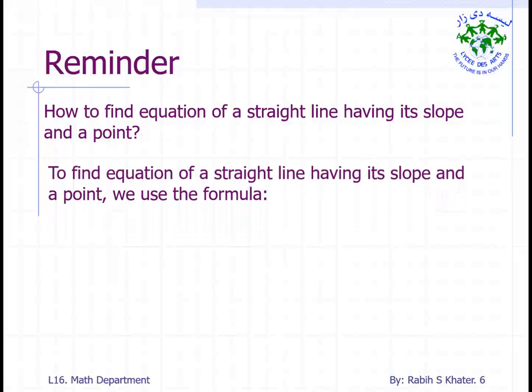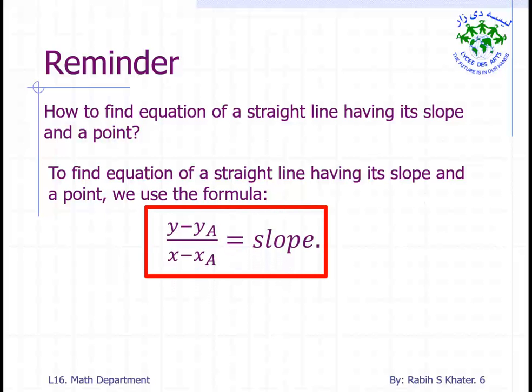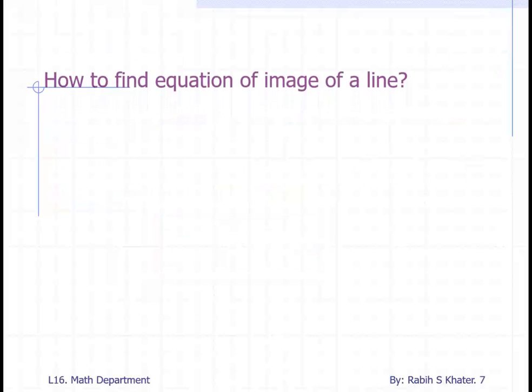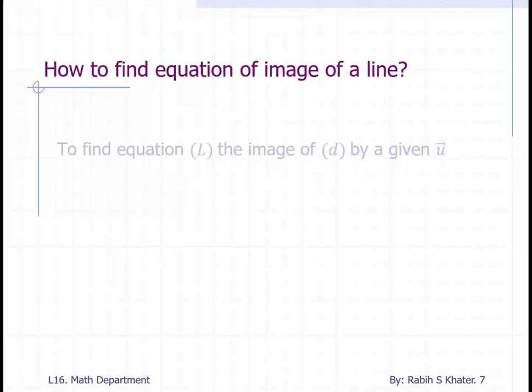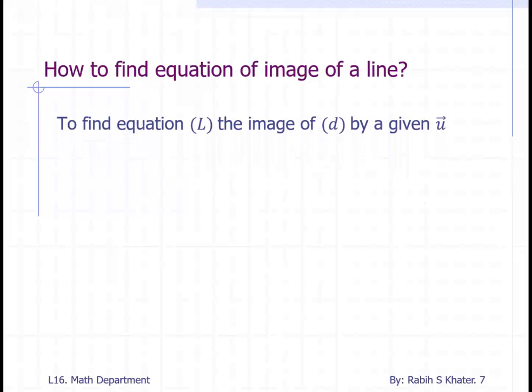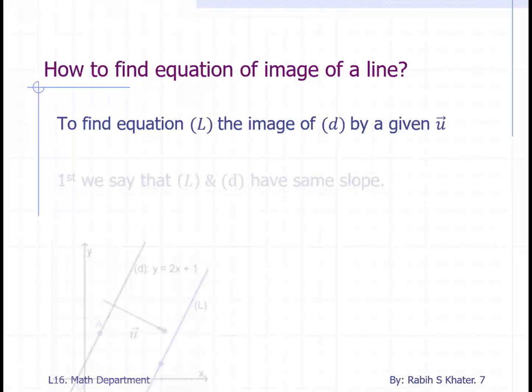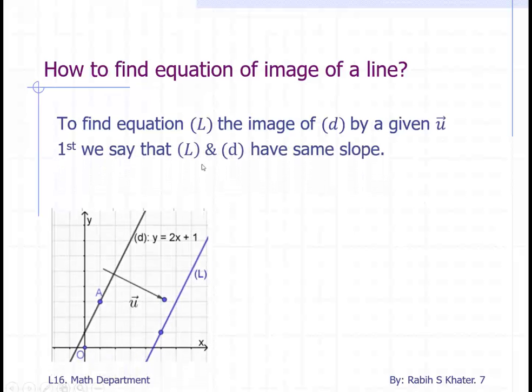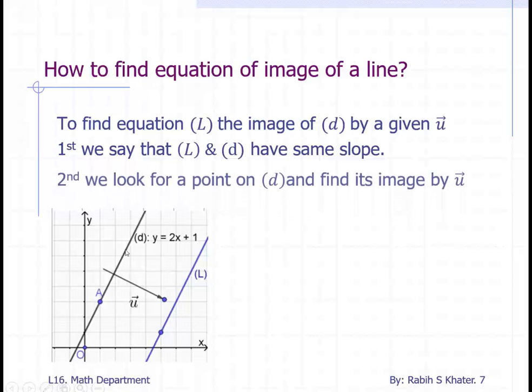To find the equation of a straight line given its slope and a point, we use the formula y minus y of A divided by x minus x of A equals the slope. How to find the image of the equation of a straight line? To find the equation of L, the image of D, by a given vector U, first we say that since L is the image of D by vector U, then L and D are parallel. And if they are parallel, then they have the same slope.